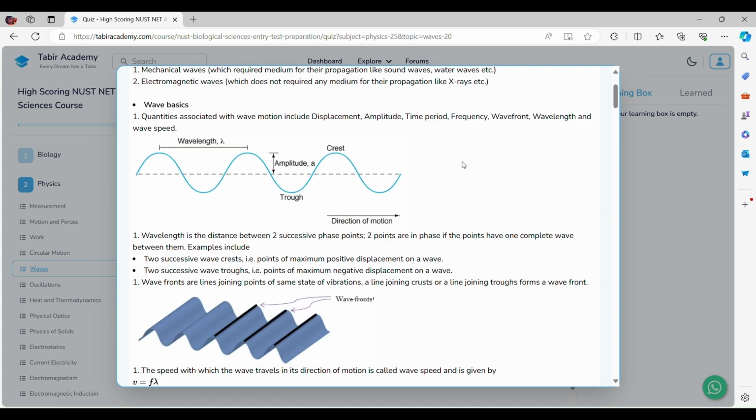Wavelength is the distance between two successive phase points. Two points are in phase if there is one complete wave between them. Examples include two successive wave crests or troughs.